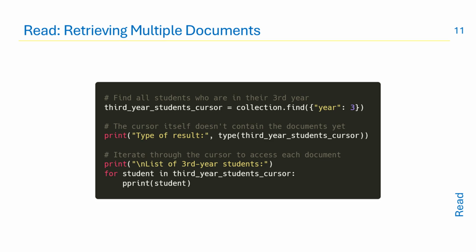In our example, we're creating a query filter to find all documents where the year field is 3. The find method returns a cursor. We then iterate through this cursor, and with each iteration we get the next student document, which we then print. If you wanted to retrieve every single document in a collection, you would simply call find with an empty dictionary as the filter, like this, collection.find.